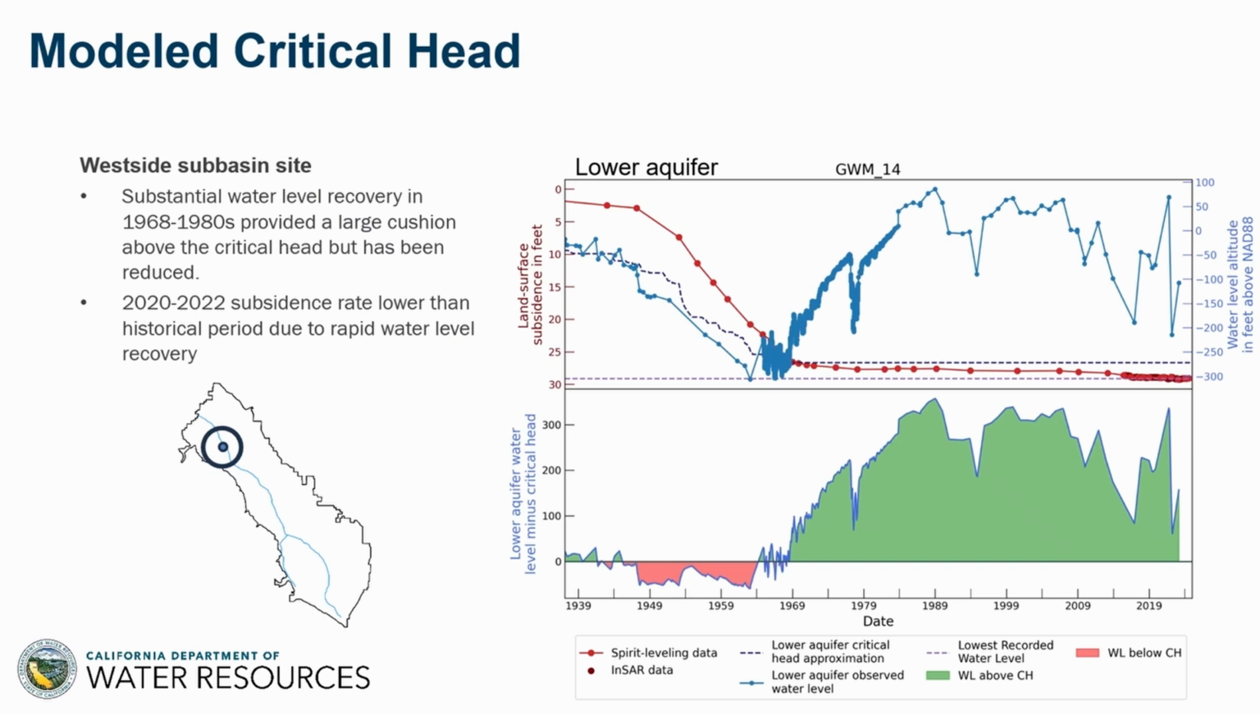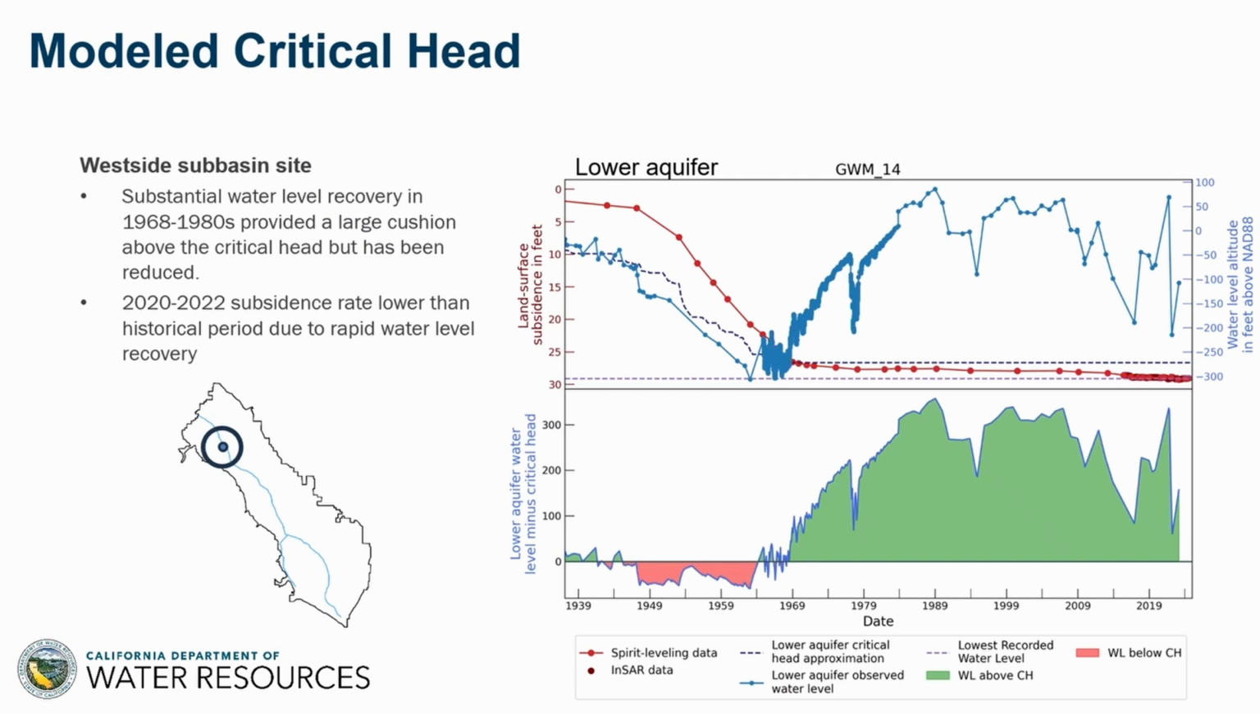Then, imported water from the California aqueduct resulted in a very rapid increase in lower aquifer groundwater levels that provided a cushion above the critical head for many years due to, again, number one, the rapid and sustained water level recovery in the aquifer, and number two, because of how much the critical head had declined up to that point. Then more recently, during periods of drought and limited surface water deliveries, the lower aquifer groundwater level decreased rapidly, causing some elastic subsidence and possibly some inelastic subsidence.